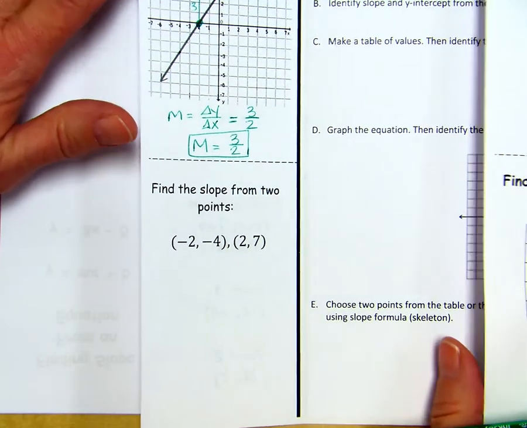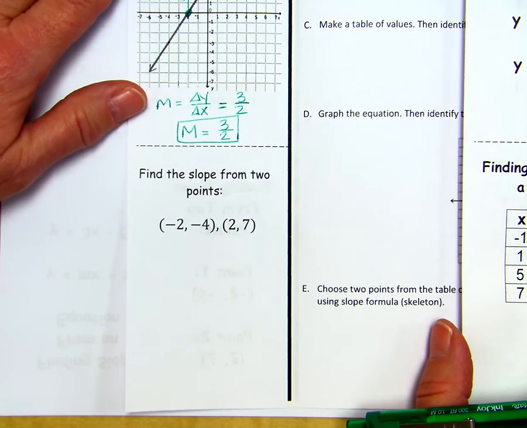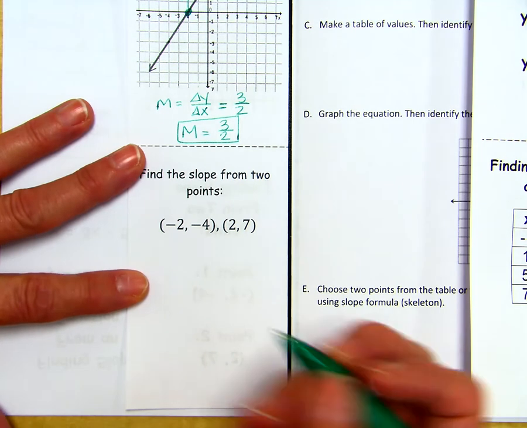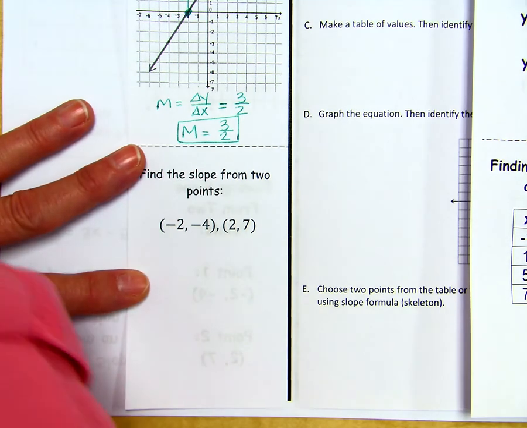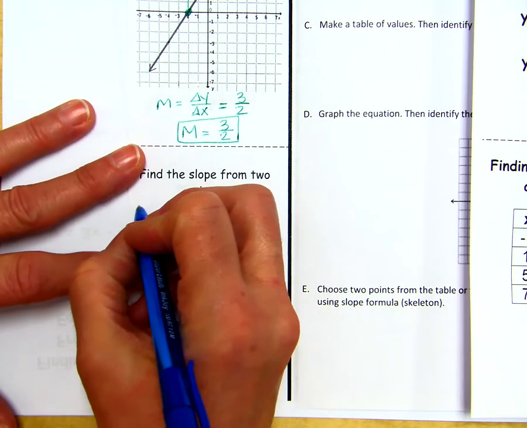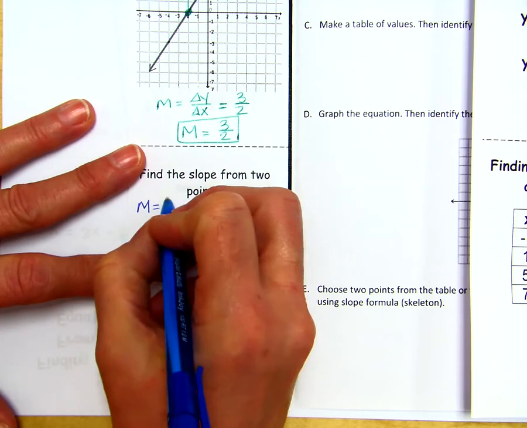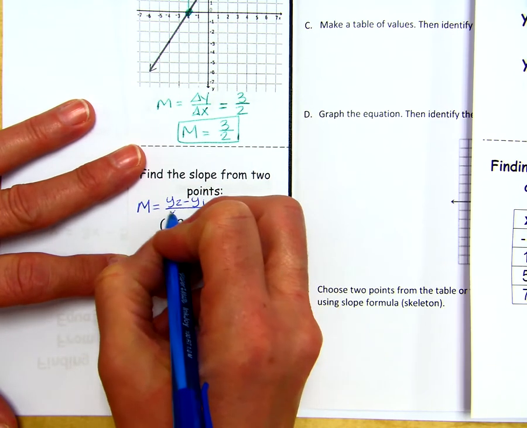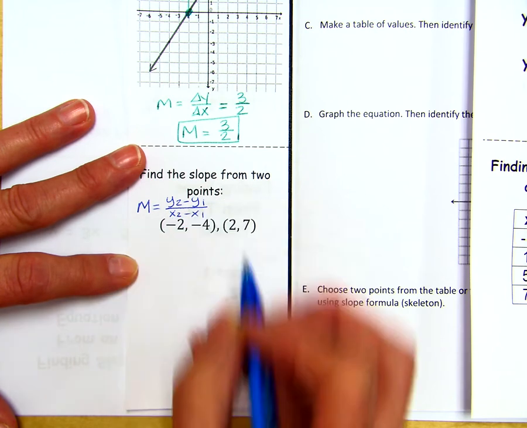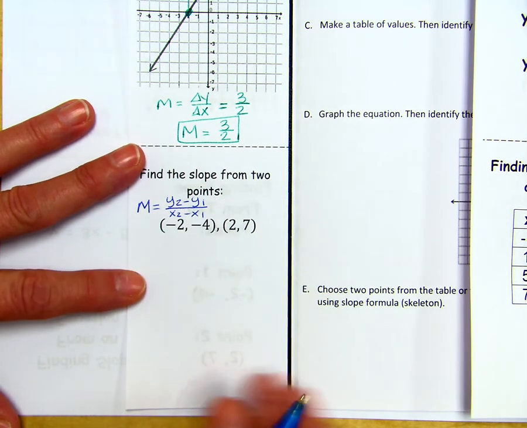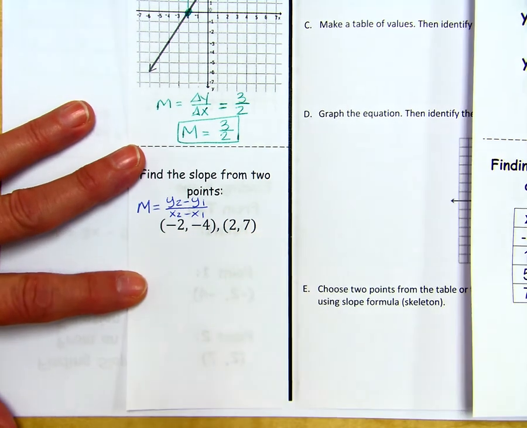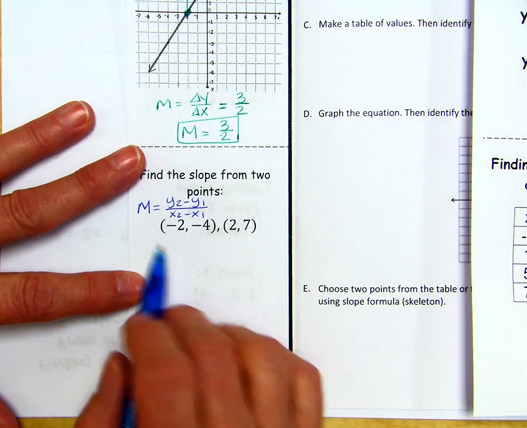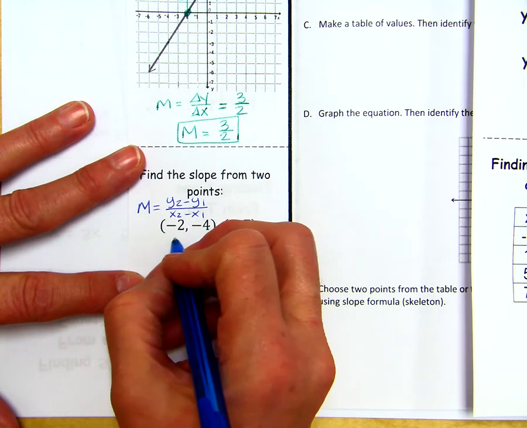Okay, now finding the slope from 2 points, we are going to be using our formula, and that formula is that m equals y sub 2 minus y sub 1 over x sub 2 minus x sub 1. And the first thing we need to do is identify our x sub 1, x sub 2, y sub 1, y sub 2 in these 2 points. Every point is always in x and y.